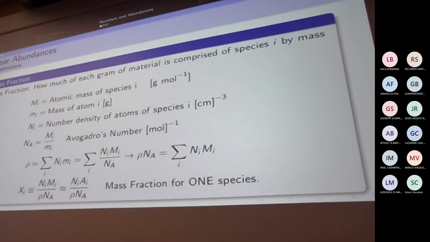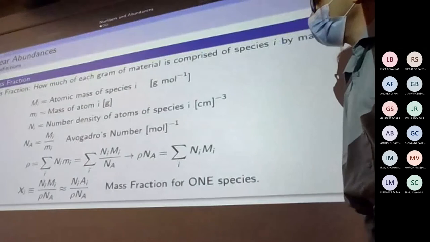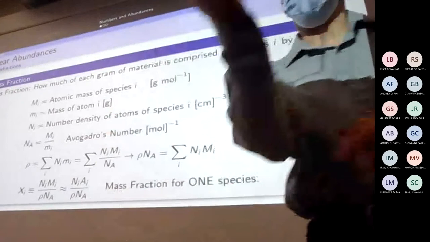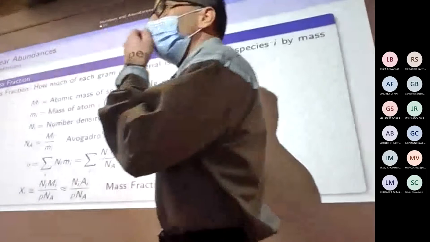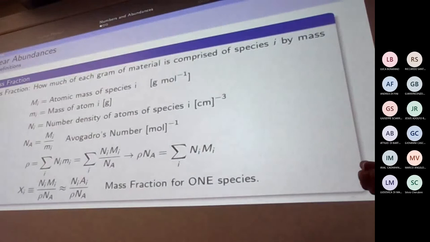By the way, named after the famous Italian physicist. This is the mass of an atom. I take one atom, how much does it weigh? I take one mole of an atom, how much does it weigh? I take 6.02 times 10 to the 23rd atoms, how much does it weigh? Okay, how much mass is there?